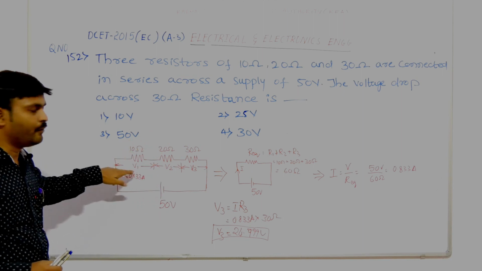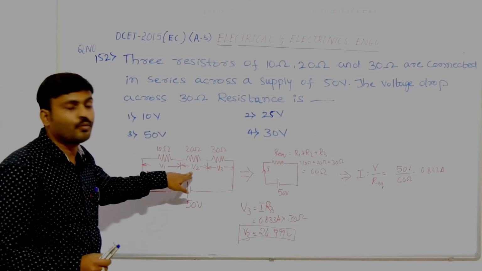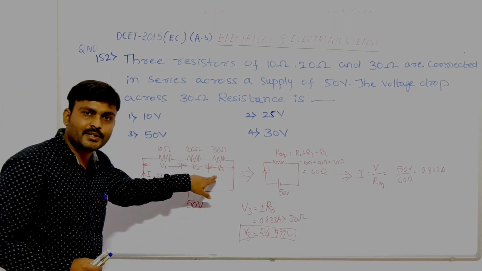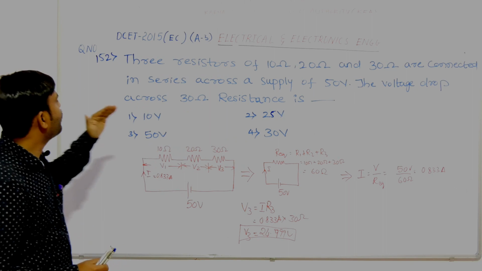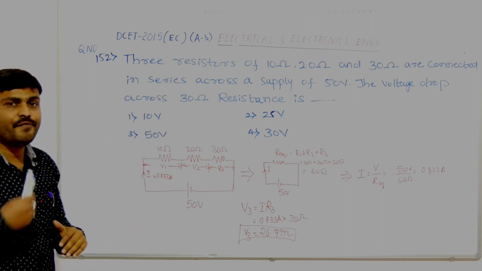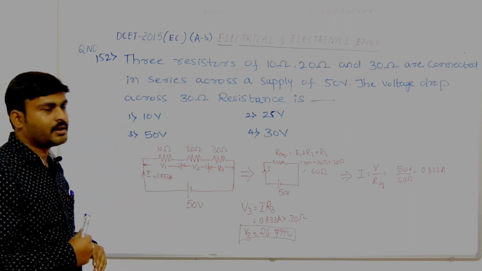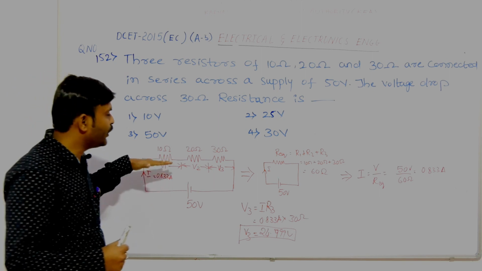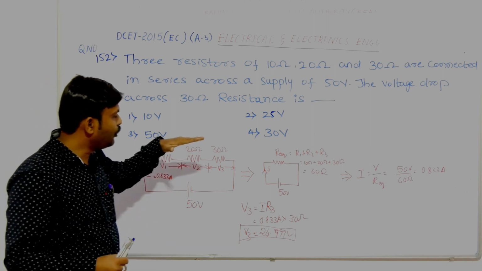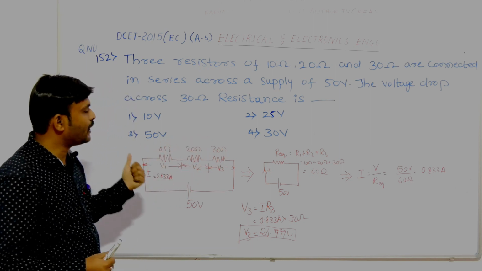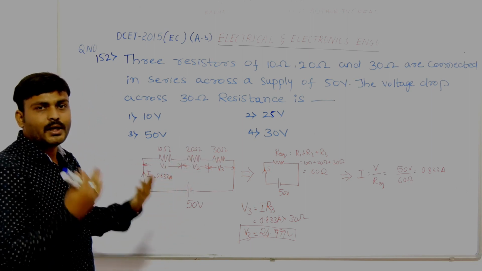I have written over here, V1 is the voltage drop across R1, that is 10 ohm, V2 is the voltage drop across 20 ohm, V3 is the voltage drop across 30 ohm. The question is the voltage drop across 30 ohm resistance. If I need to find the voltage drop across the 30 ohm resistance, I need to know the current, right? According to Ohm's law, V is equal to I into R. I know R, that is 30 ohm, but I need to calculate the current flowing through that circuit. How can we find that? Total current I need to find.